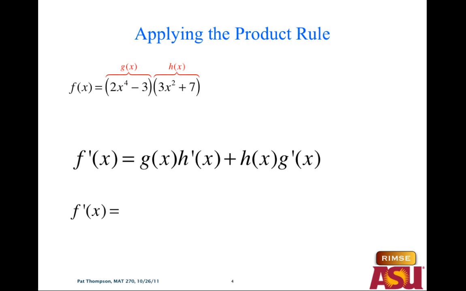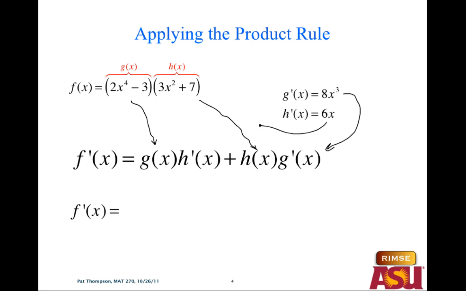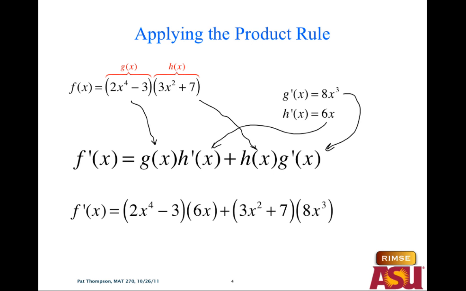What is g? Well, we already know what g is. It's just what we said it was, right? That's g. What's h? h is just that. So all we have left to figure out is what's h prime, or what's the rate of change of h. And that's an easy one. 3x squared plus 7. Rate of change is 6x. 3 times 2x. And what's the rate of change of g? 8x cubed. So there they are. And so we've got all the pieces, and we just assemble it. Done. So we just applied the product rule.